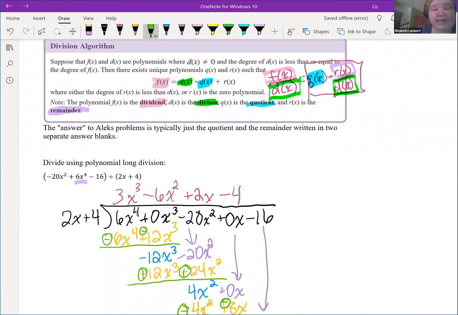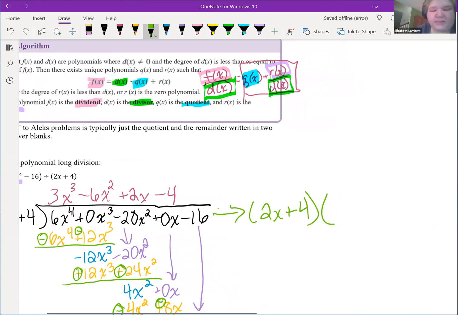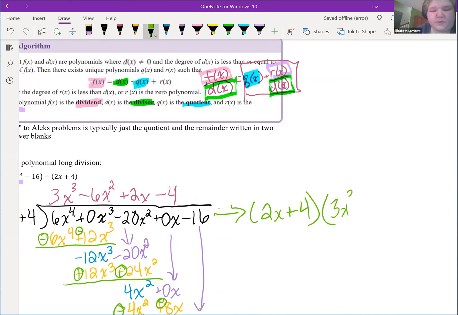That's what that means, because I can actually write it as 2x plus 4 times the stuff on top, 3x cubed minus 6x squared plus 2x minus 4. If I boxed those together and worked it all out, I would get back to this original 6x to the 4th minus 20x squared minus 16. Not bad.